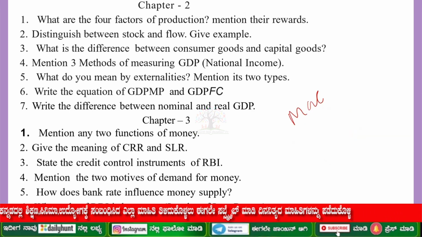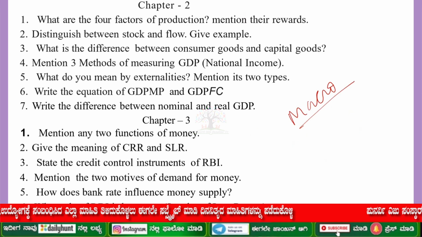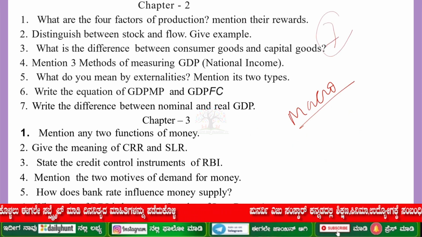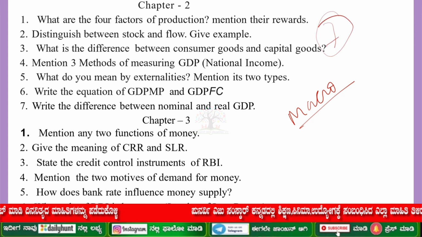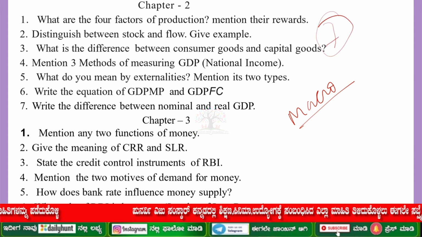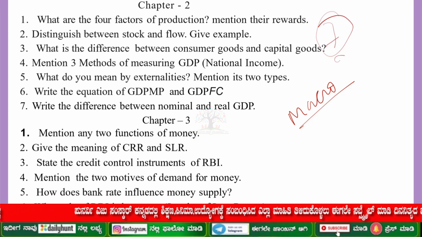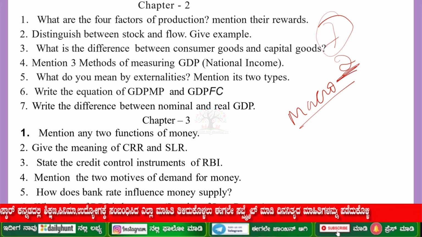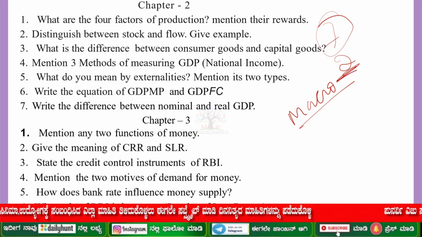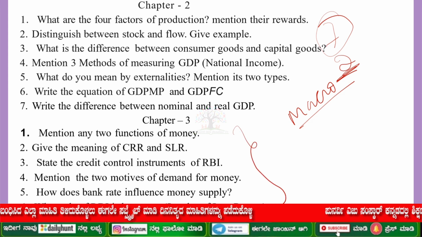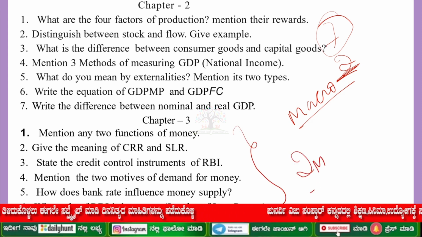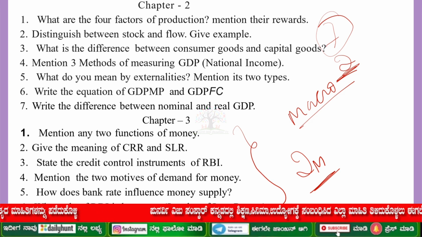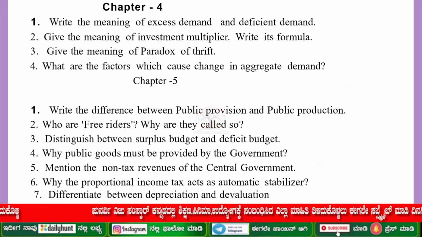So from macroeconomics, if you consider the 2nd chapter, national income, there are 7 questions. Please do prepare these important 7 questions properly, dear students. From this chapter, you can expect 2 2-mark questions. And from the 4th chapter, money and banking, see here 6 questions are there, and 1 important 2-mark question. They may arise from these 6 important questions.